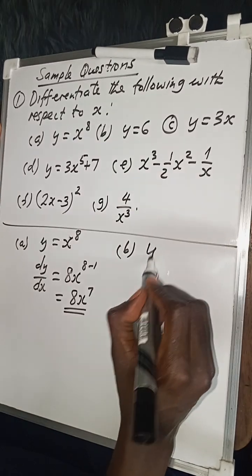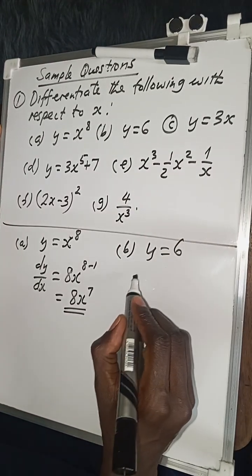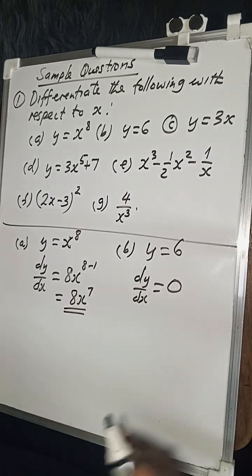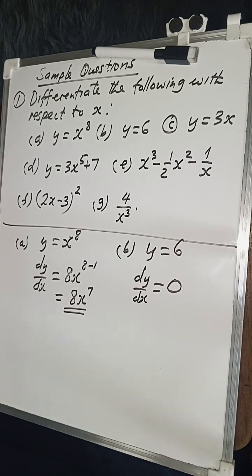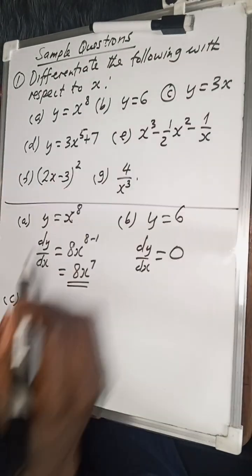B, it says y is equal to 6. Remember, for a constant, what is the derivative dy over dx? It is just 0. You don't even need to start wasting your time. It is just 0.